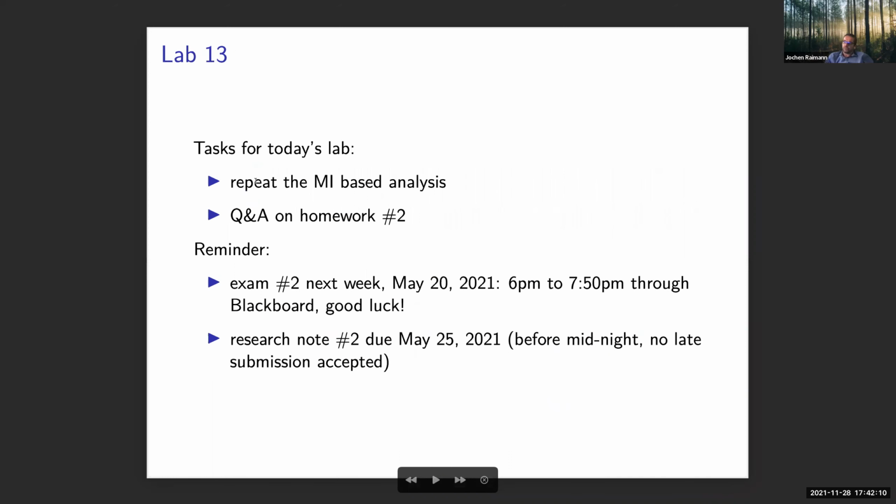And today for the lab, we will repeat that multiple imputation-based analysis. And here are the wrong dates, as I forgot those.